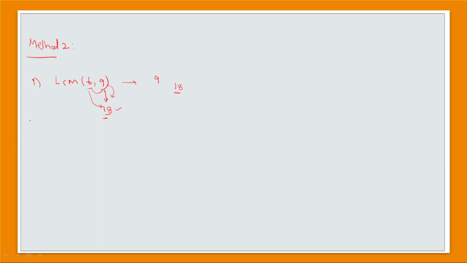For better understanding, let us consider one more example: LCM of 8 comma 12. Among 8 and 12, the highest number will be 12. But we need to check whether the first number is a multiple of the second number or not. Here 8 is not a multiple of 12.